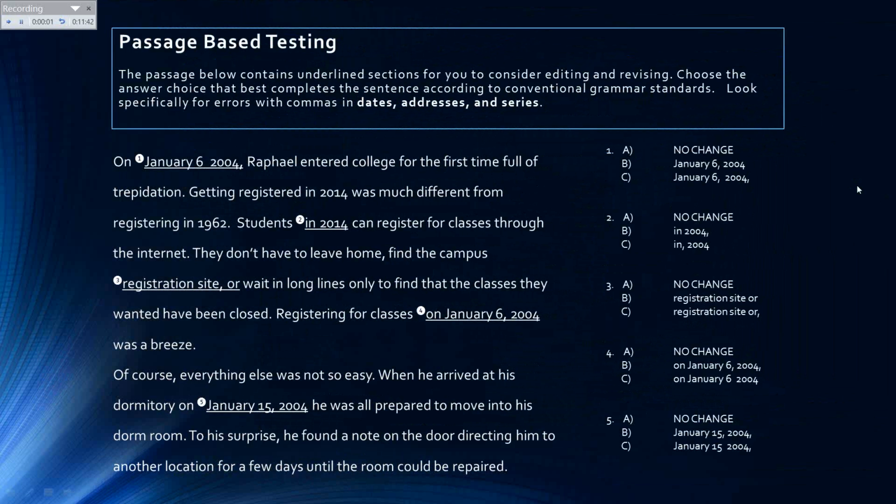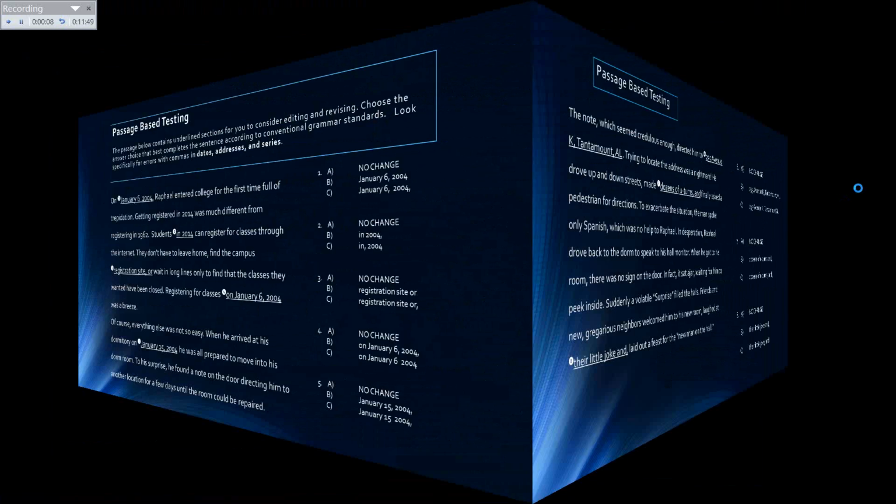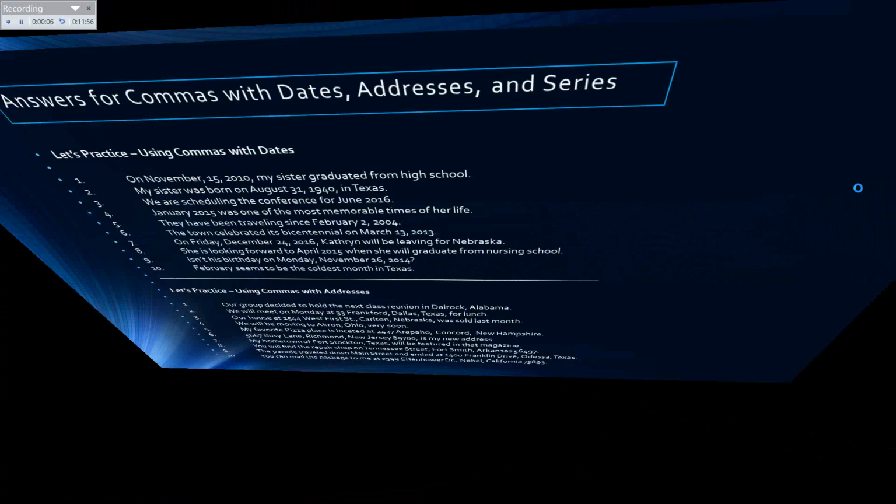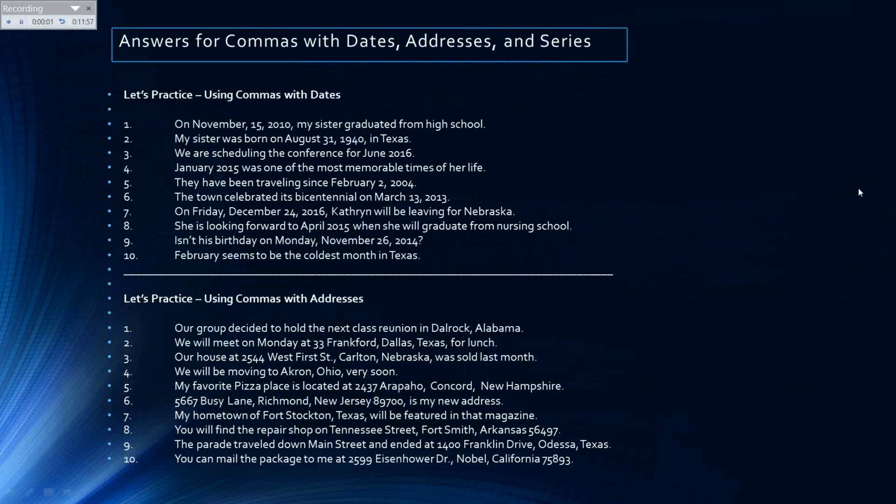And then, of course, we have our passage-based testing, always for those students that are preparing for the new PSAT in October. And, of course, the SAT will move over to this format in either March or April. Then we have our answers. You know that the answers are always at the back of your printed material also.